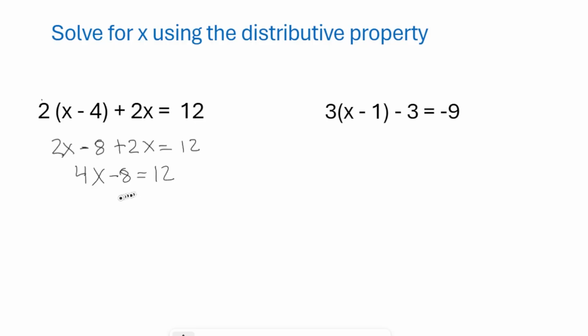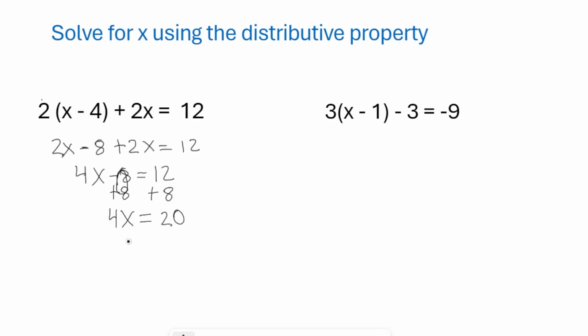The next step, I have to get rid of this -8 by adding 8. Then adding positive 8 and -8, that would be 0. That's how you end up with 4x. All of that equals adding 12 plus 8. That's how you're going to get 20.